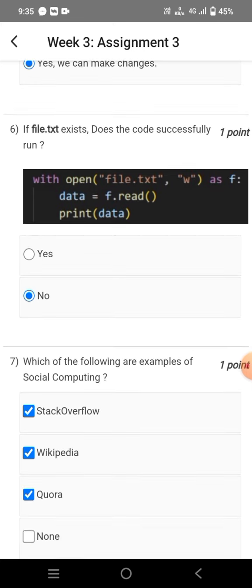Question seventh, which of the following are examples of social computing? The answer will be option A, option B, and option C: Stack Overflow, Wikipedia, and Quora. I think you have used all these websites.